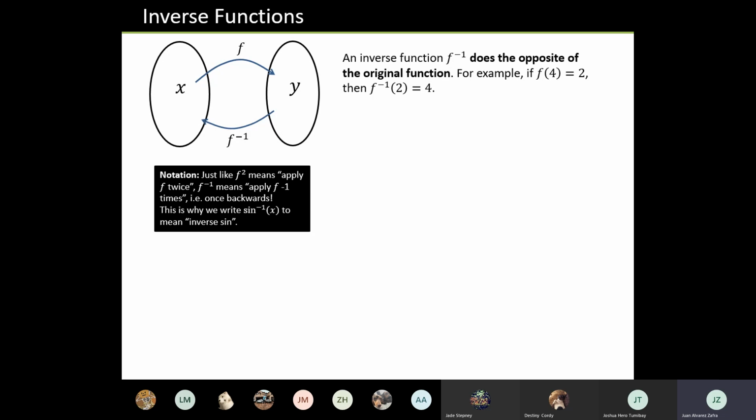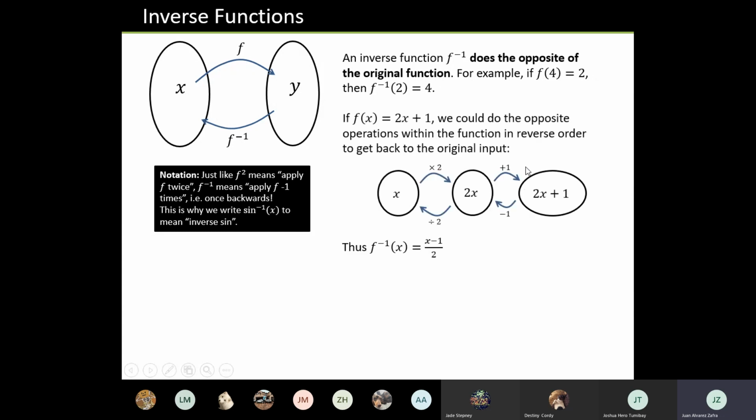You may have seen it with trig, okay? Sine to the minus 1 of an angle means the inverse of sine. It doesn't mean 1 over sine. And so this is being used in the functional sense, okay? Sometimes it's called arc sine, which means inverse as well. Okay, so that's what an inverse function is. So here, for example, if f takes 4 to 2, the inverse function will take 2 back to 4.